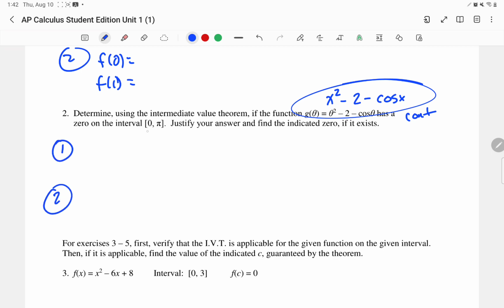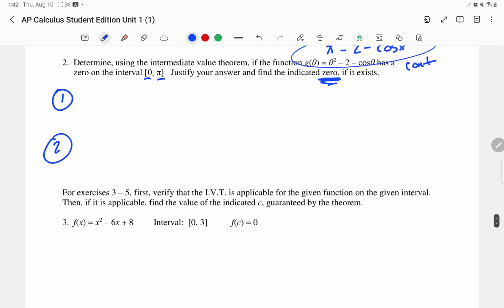Then the second rule, you're going to plug in 0, you're going to plug in pi, and you're going to see again, is 0 in between those numbers? So basically, is there a negative number and is there a positive number?